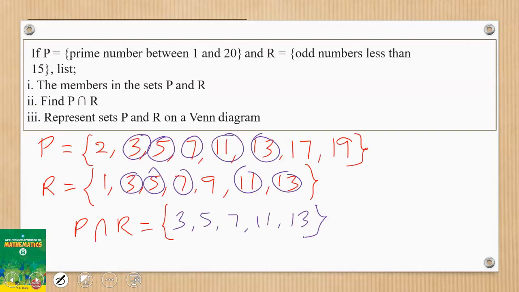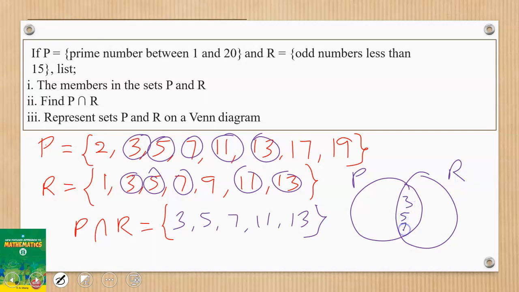Now we have to represent this on a Venn diagram. So we can have one set called maybe P, and then the other set, let's call it R. Now the intersection is 3, 5, 7, 11, and 13. Then what is left in P? We have 2, 17, 19. What is left for R is 1 and 9. And so this becomes the Venn diagram representing that.